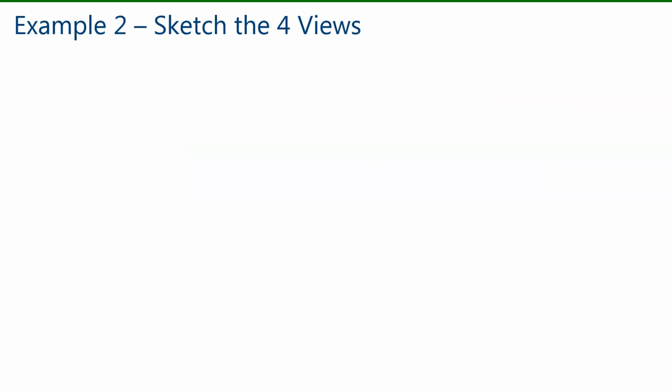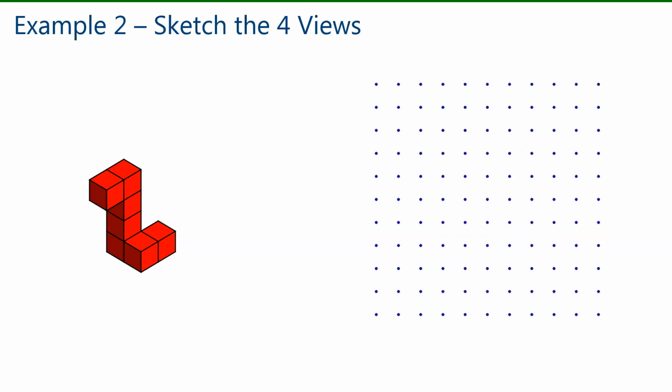Example 2. Sketch the four views of the following object. This is the front view. The front view would look like this. Notice that the block at the top of the front view is a different depth than the rest of the blocks, so we need to draw a line here to indicate the change in depth.